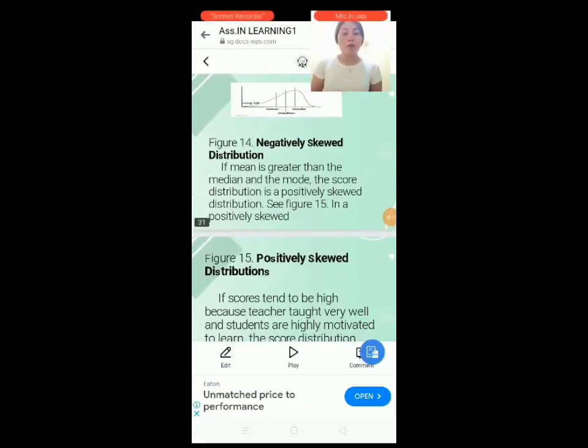So next is figure 14, negatively skewed distribution. If the mean is greater than the median and the mode, the score distribution is positively skewed. So if the mean is greater than the median and the mode, the score distribution is positive. If it is a negatively skewed distribution, it is the reverse.